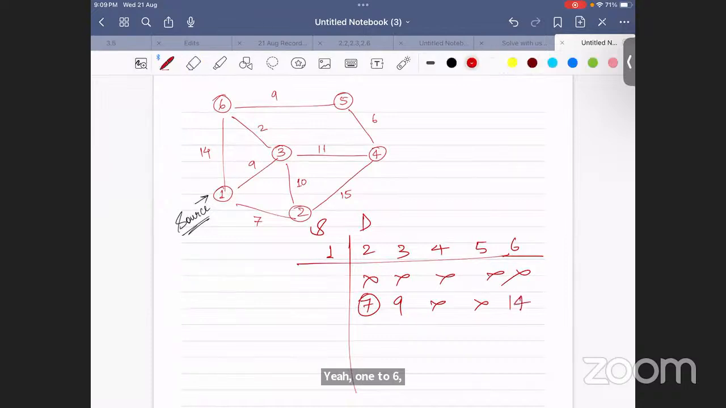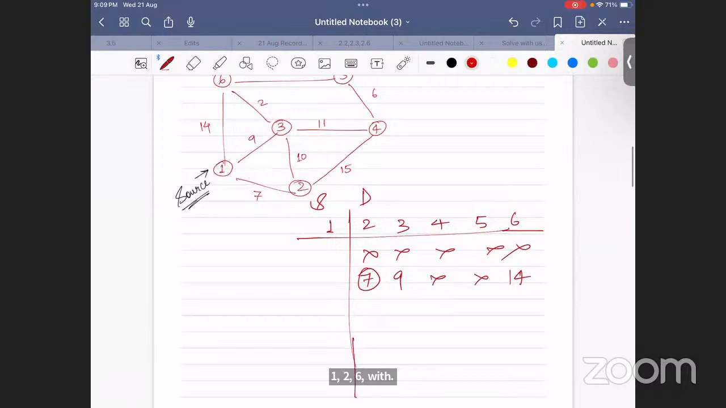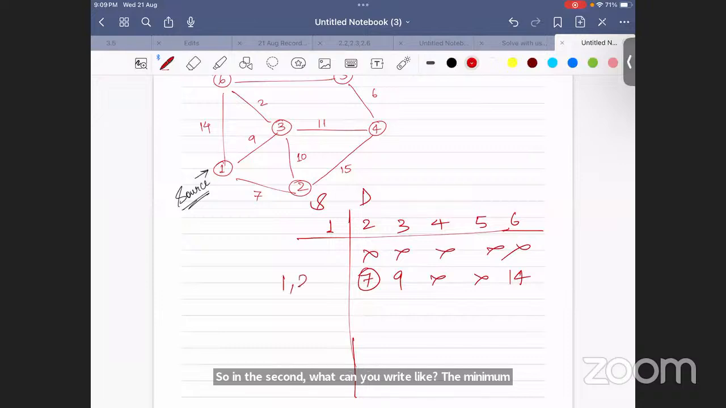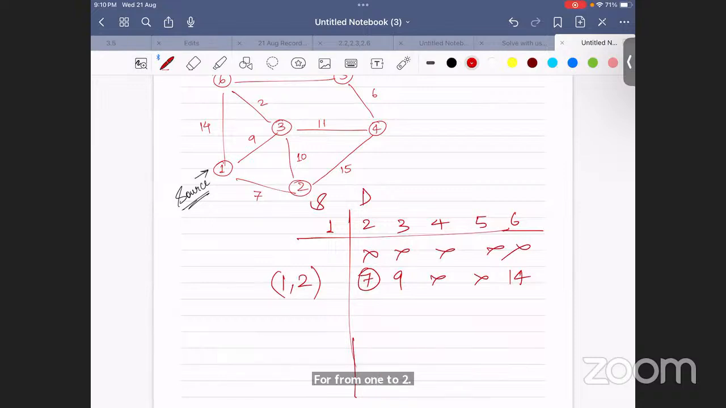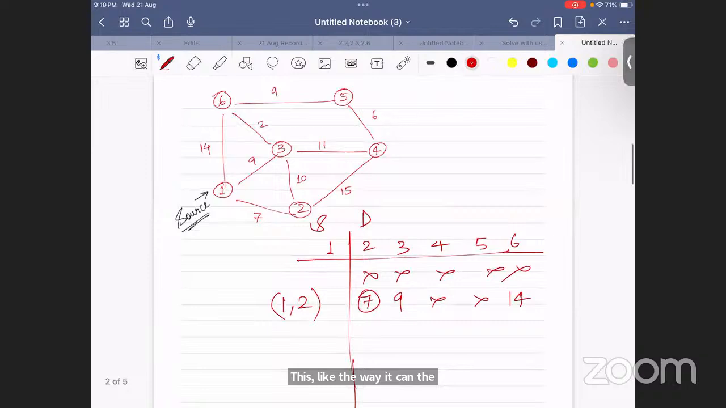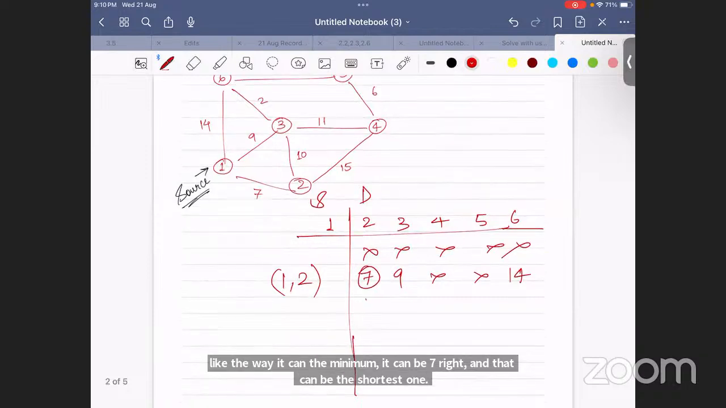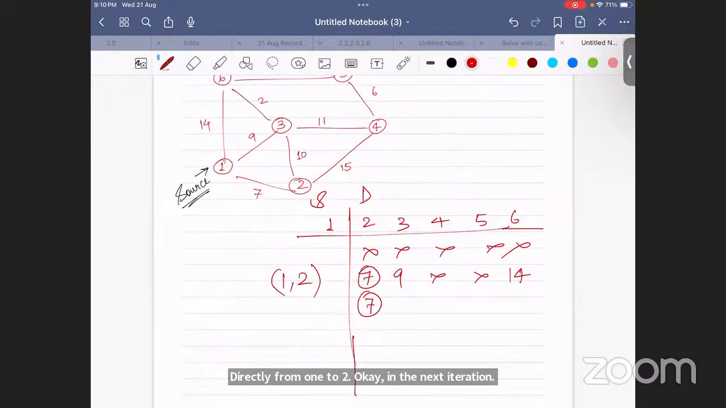Okay. So in the second iteration, what can you write? The minimum distance, the minimum weight, is what? 7, right? So now you have an idea that from 1 to 2 the minimum weight can be 7, and that can be the shortest path directly from 1 to 2. In the next iteration, what can you think of? You can just write 1 to 2.